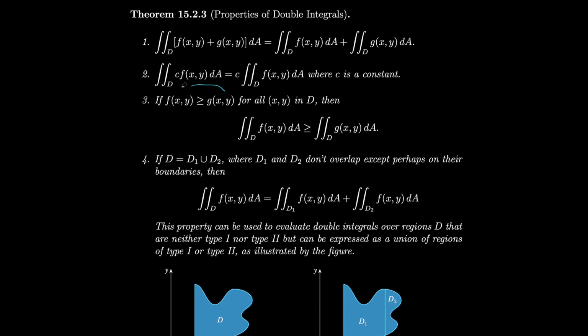Also, if we have one function bigger than another function, so one z value on top of another, then that means that there's more volume underneath this guy than this guy, so it makes sense that the double integral of f would be greater than or equal to the double integral of g.